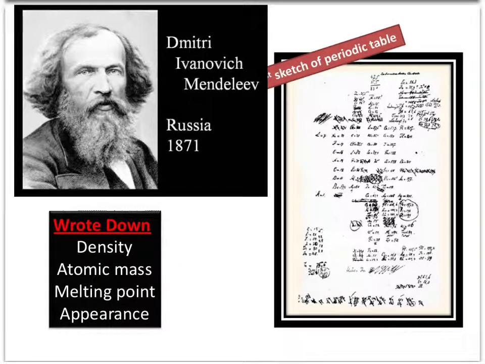This is the Russian scientist that first thought to lay out all the known atoms in order. What he did is he wrote down a bunch of characteristics of the atoms. For example, he kept track of their density and their mass and melting points and what they look like. And this was the first sketch over here of what his first thought of what the periodic table might look like.